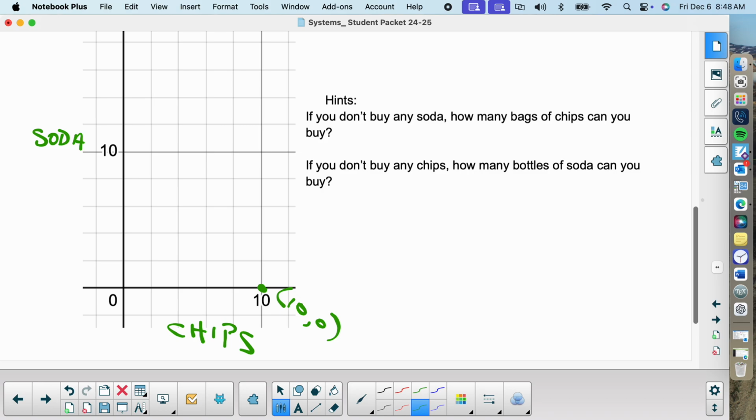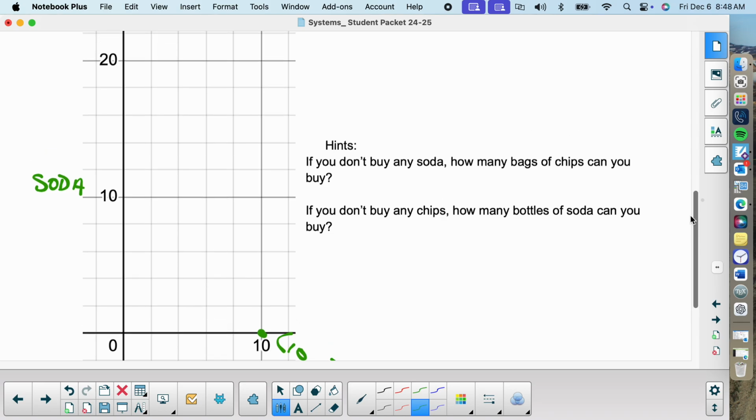So on our graph, I've got to go up a little bit. On our graph, we can get 20 cans of soda and 0 bags of chips. Wait, did I write that backwards over there? No.